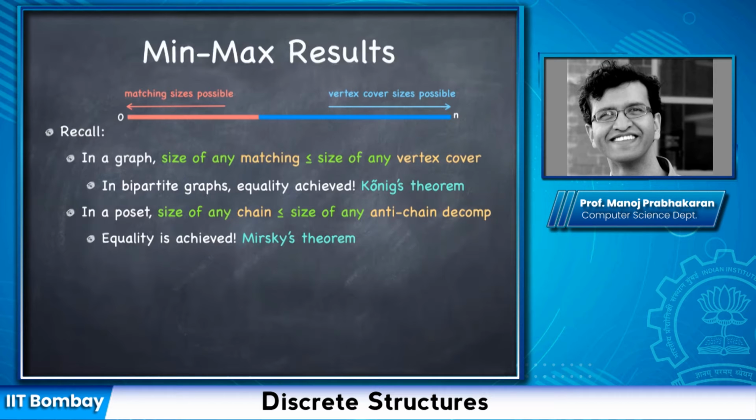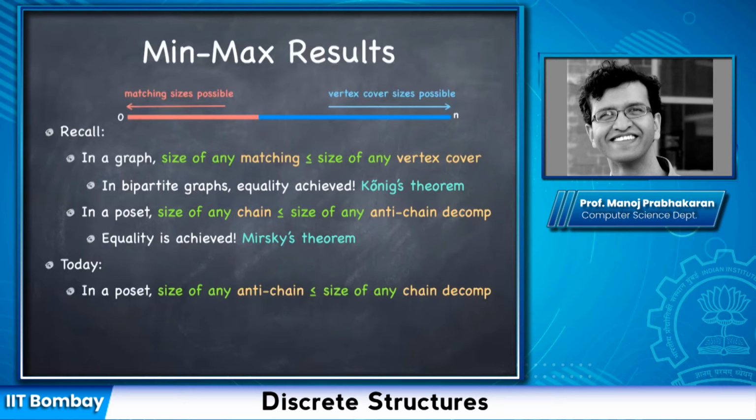What we'll see today is a very similar result, similar to Mirsky's theorem. It just swaps chains with anti-chains. So it's an easy observation that the size of any anti-chain is a lower bound on the size of any chain decomposition, for the same reason. And what is interesting is that, again, equality can be achieved. The size of the largest anti-chain equals the size of the smallest chain decomposition.